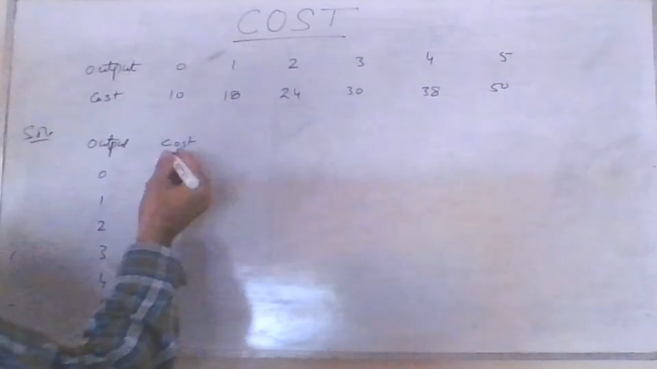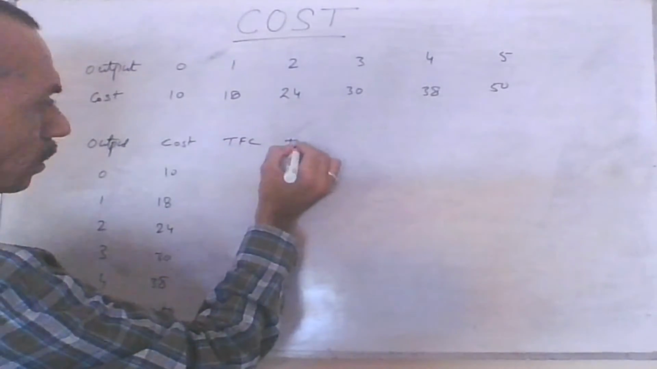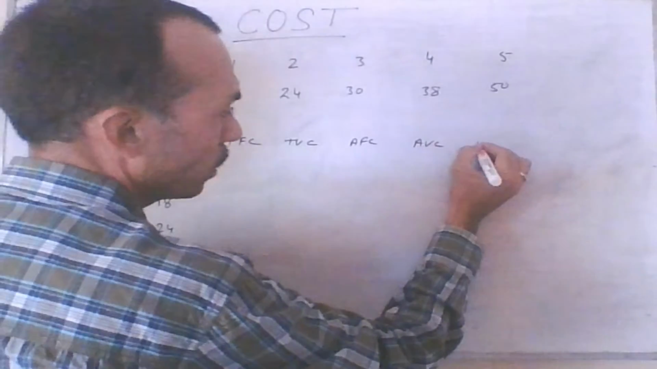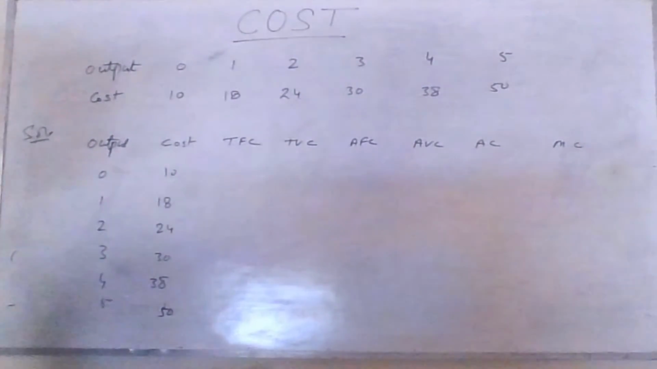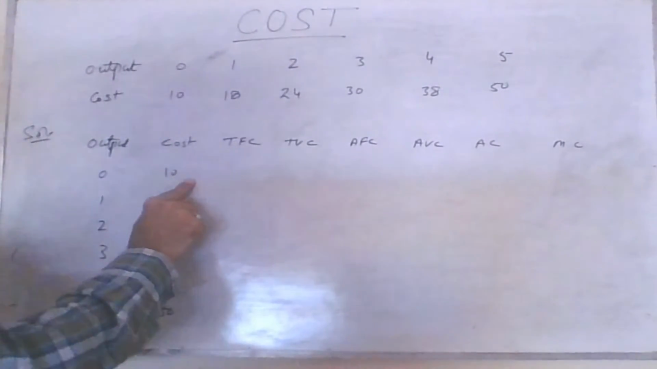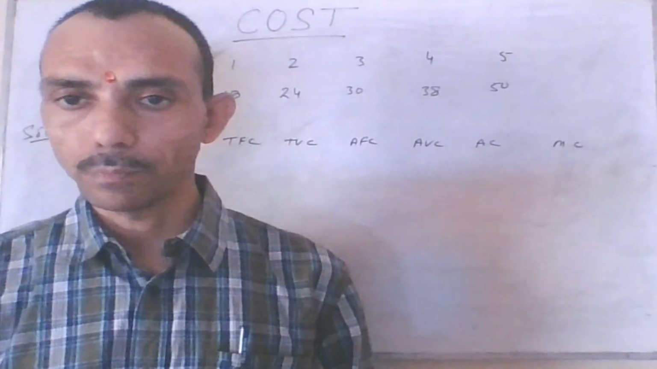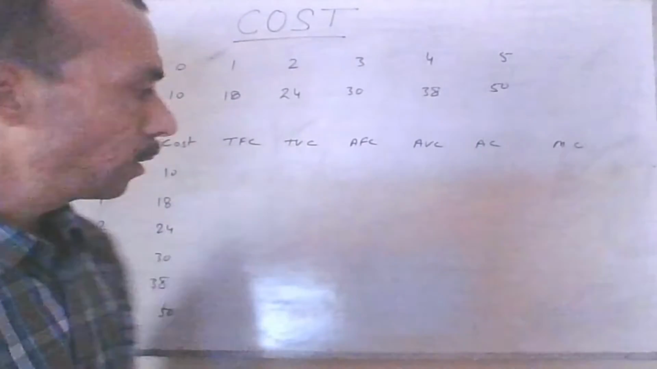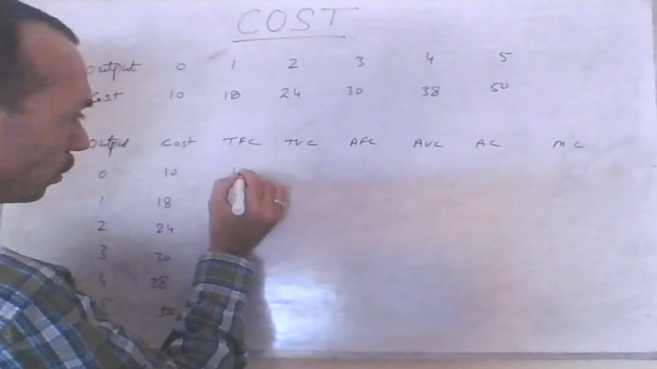Now we have to calculate what? We have to calculate TFC, TVC, AFC, ABC, AC and MC. We have to calculate all the costs. Now first, when the output is 0 and total cost is 10, at 0 output there is no variable cost. It means total cost equals summation of variable cost and fixed cost. Because output is 0 and the cost is 10, it means the cost is equal to fixed cost.